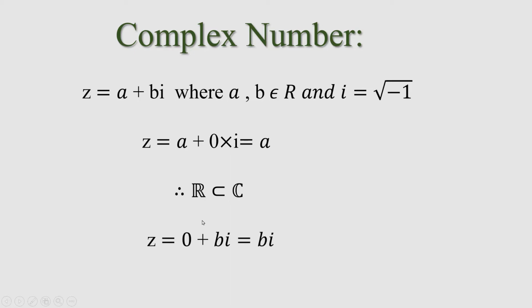And if a is equal to 0, then z equal to bi. This bi is called a purely imaginary number. So a complex number can be a purely imaginary number.